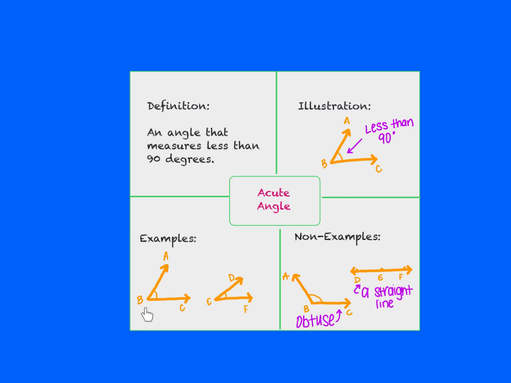Two more examples of angles that are less than 90 degrees are right here. These are non-examples. This angle here is larger than 90 degrees, making it an obtuse angle. And this is a straight line, which means that the angle is equal to 180, which is obviously larger than 90.